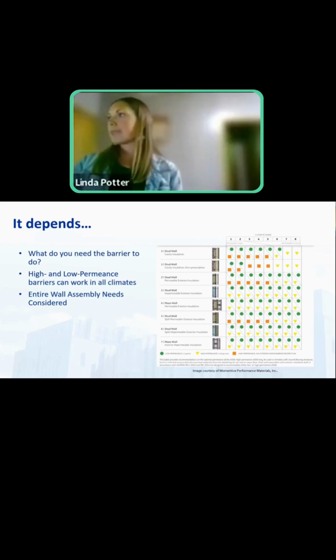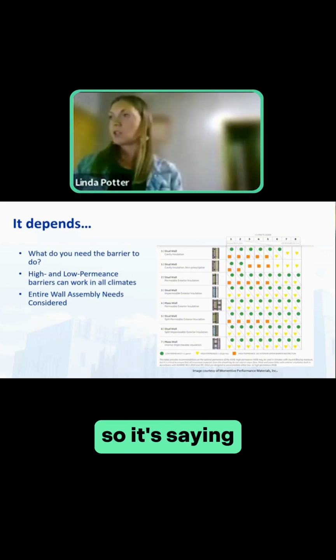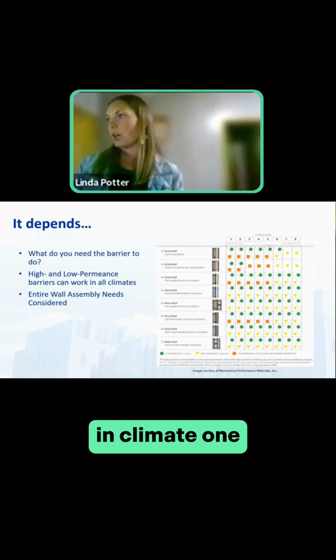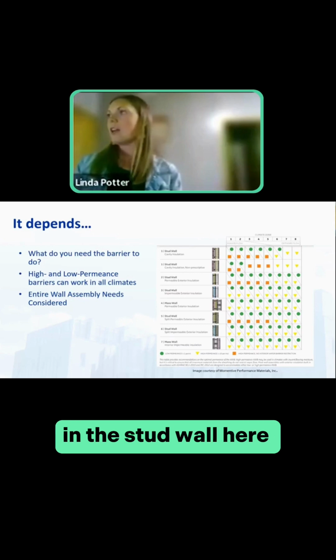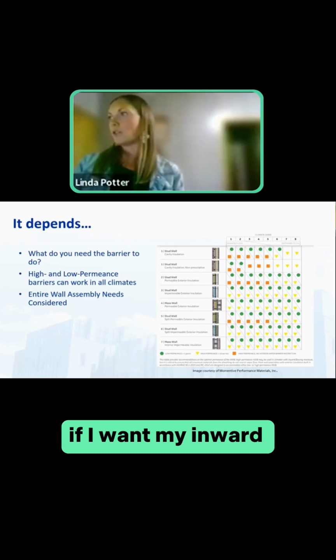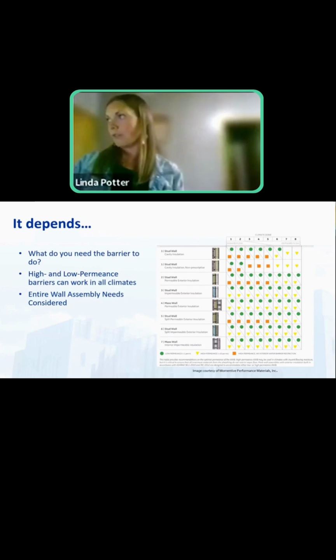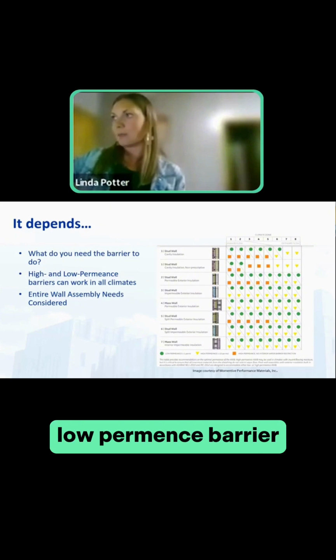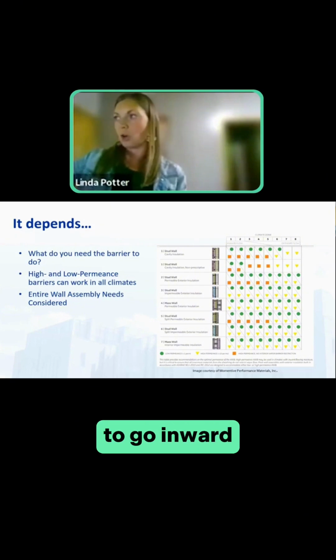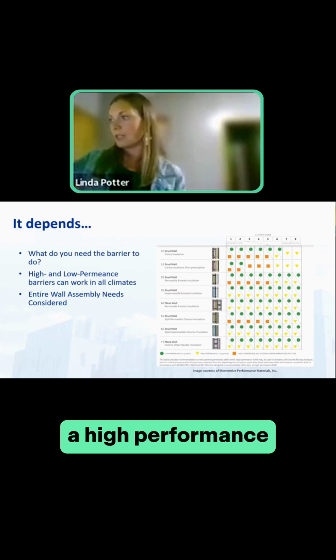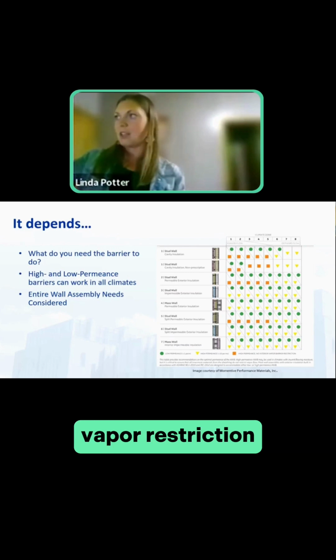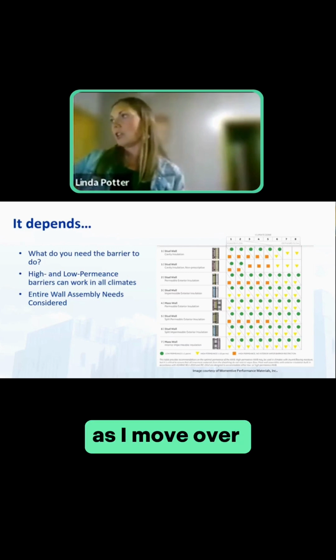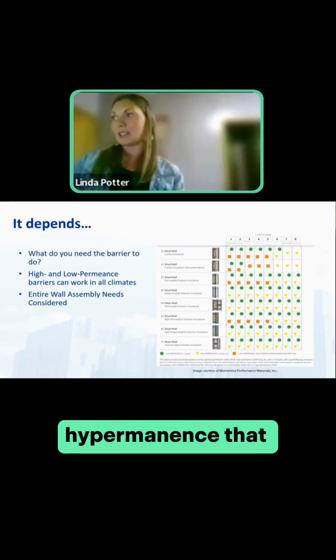So inward flow is the bottom, outward flow is the top. So it's saying in climate 1, in the stud wall here, if I want my outward flow, if I want to flow my vapor outward, I'm going to use a low permeance barrier. If I want my flow to go inward, I'm going to use a high performance, no interior vapor restriction. As I move over to climate 7 and 8, I get the high permeance that is allowed.